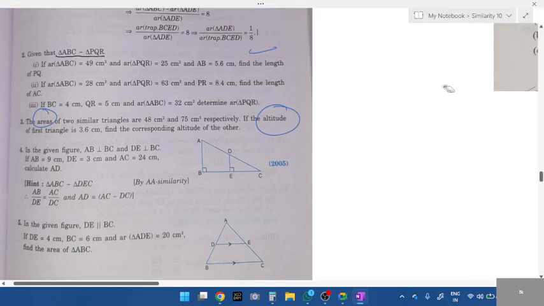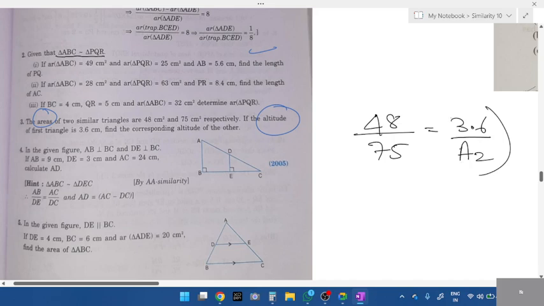Same formula. Those who didn't concentrate or attend, no problem. Use the same formula. What is area of two triangles, students? One is 48 divided by the other one is... If the altitude of the first triangle is how much? Take 3.6 divided by the altitude of the second one. I'll write at A2. A2 stands for altitude 2. Just square it. What happens to the square if it goes to the other side? Root value. Use 3 times table to reduce. If you reduce, what do you get?